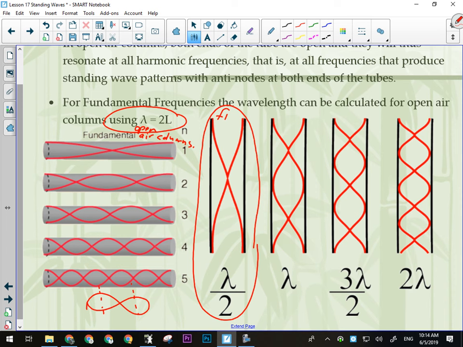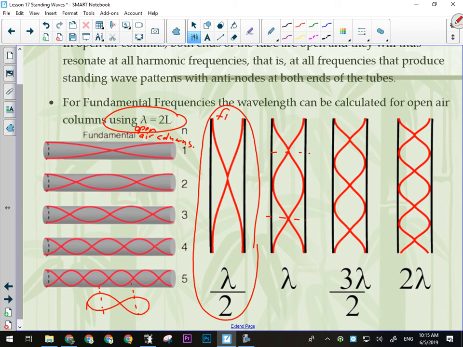Okay, and then you can see in the next one here, we have a full wavelength in the tube, because here's a quarter, there's a half, there's another quarter, that's a full wavelength. Okay, in this one here, there's a wavelength and a half. And in here there's 2 full wavelengths.